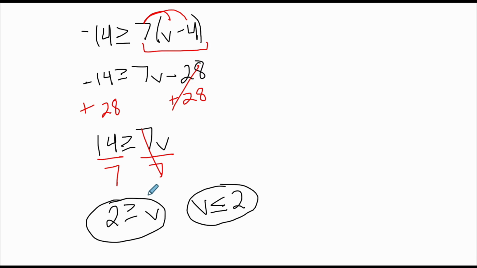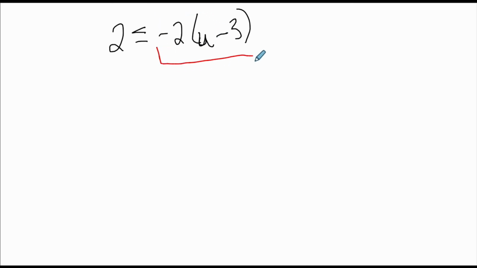Either of those are correct statements, but it's better typically to have the variable come first. It's easier to read it, and then we can graph it. So 2. And we're going to have a closed circle because it's equal to, and it's v is less than. So it's going to all go to the left.